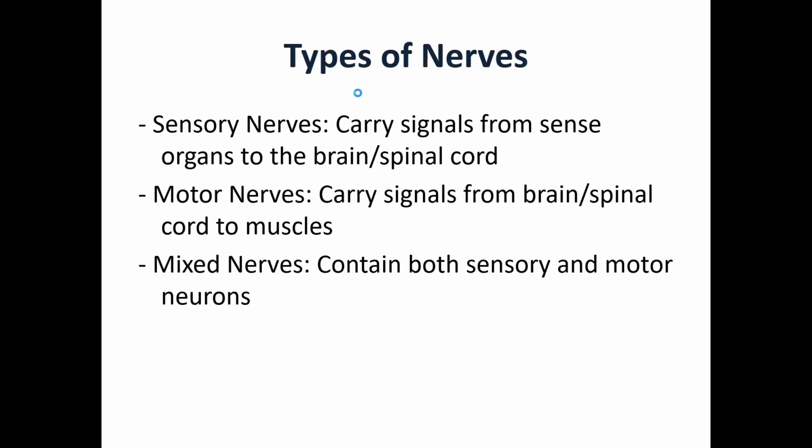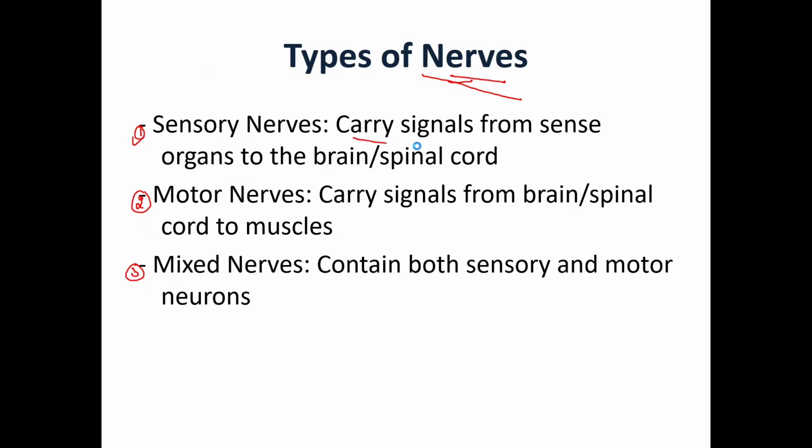Let's come to the next topic, types of nerves. There are three kinds: sensory nerve, motor nerve and mixed nerve. In the previous session, we dealt with sensory neuron, motor neuron and mixed neuron. In this session, we will learn about nerves. Nerves are of three major types, the same thing: sensory, motor and mixed.